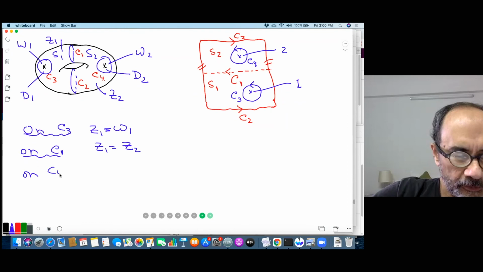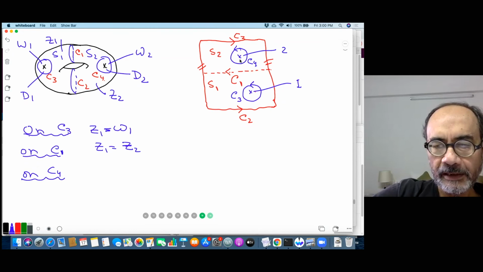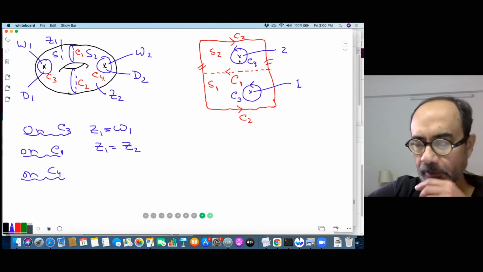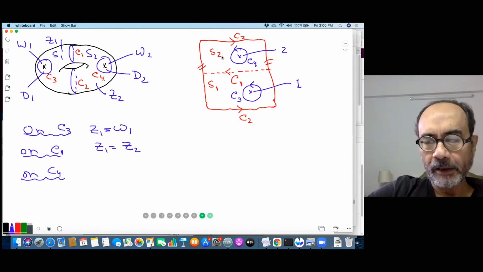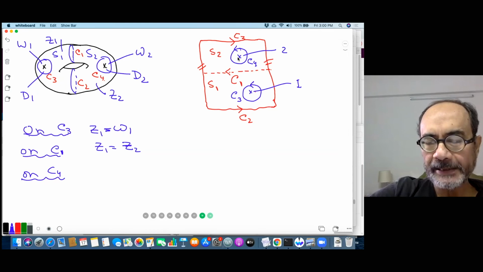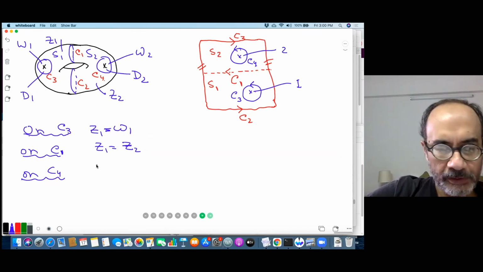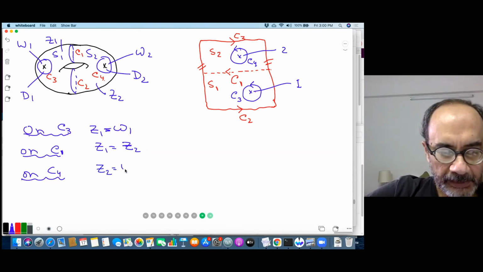On C4, I have to relate Z2 and W2. But now you see that we have already made a choice of Z2, right? I cannot redefine Z2 anymore. But I could redefine W2, except that the W2 origin is not shifted. That's the rule, right? You cannot redefine W2 by shifting its origin. So I'll choose Z2 as W2 plus zeta, where zeta is some complex number.